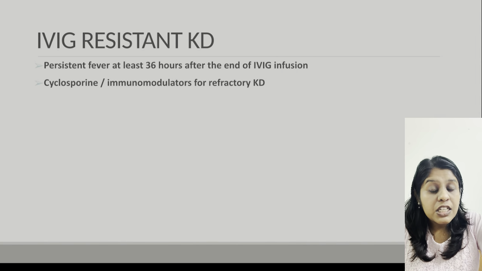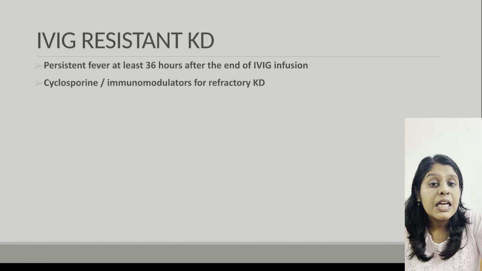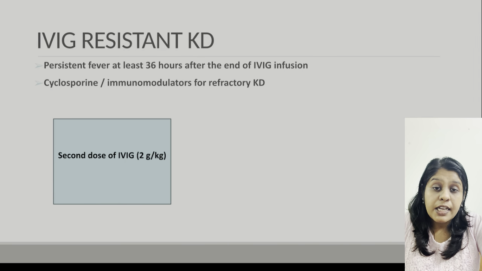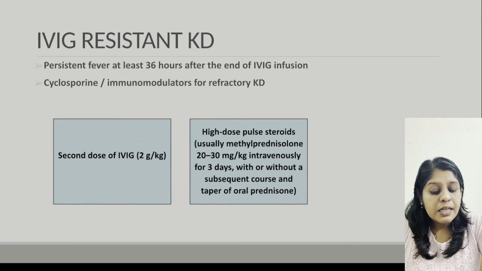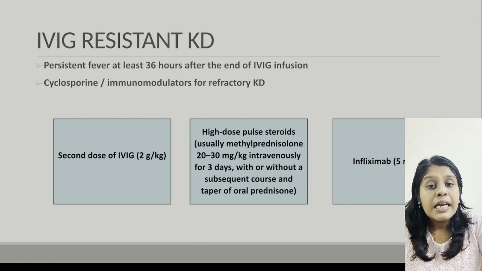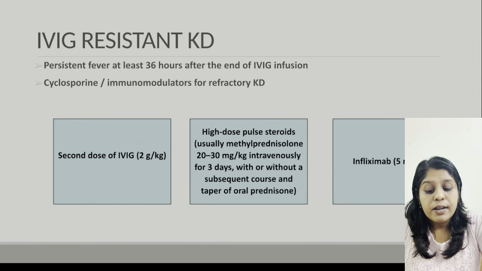Coming to IVIG resistant KD, you call it IVIG resistant if the patient continues to have fever after 36 hours of administration of IVIG. In that case, you can either give a second dose of IVIG, or you can give high dose pulse steroids, or you can give infliximab. In those cases which are refractory to this, call it refractory KD, you can try cyclosporin and immunomodulators.